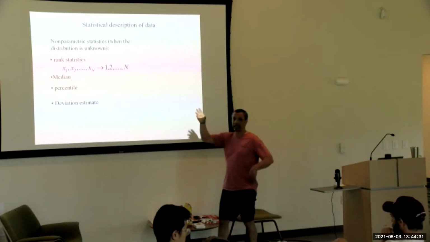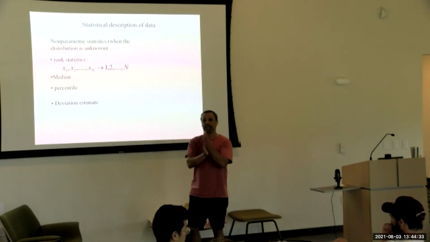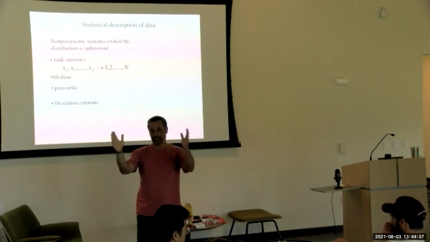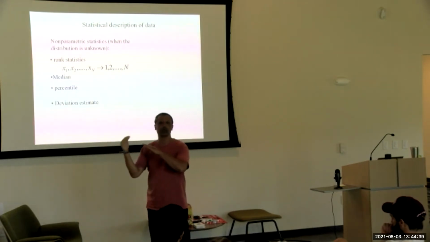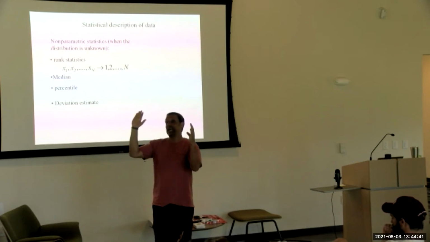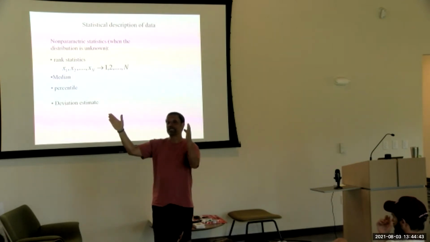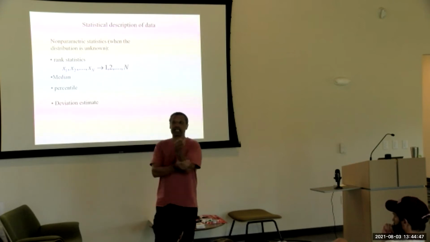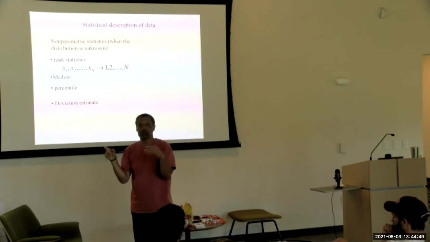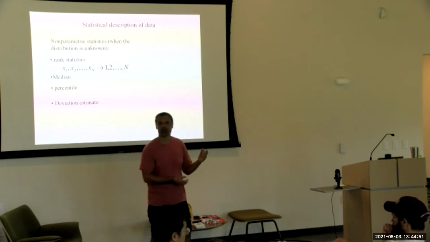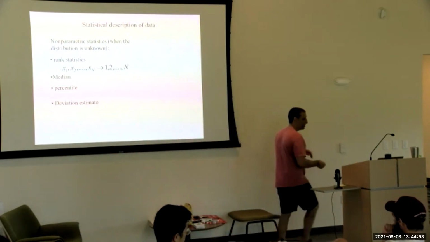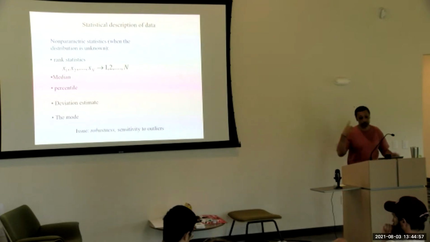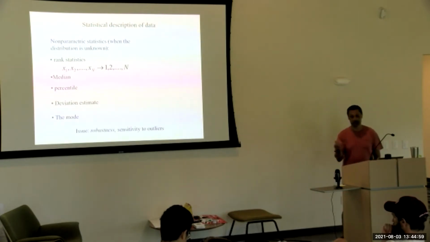So if you do the 68% of the standard deviation, the equivalent here would be the difference between the 84th percentile and the 16th percentile. It would be exactly the standard deviation if you have a normal distribution, and it would be something else if it's not. It would be a measure of the deviation that one could use. You have the mode, which is the one that comes most often. Sometimes it's useful.